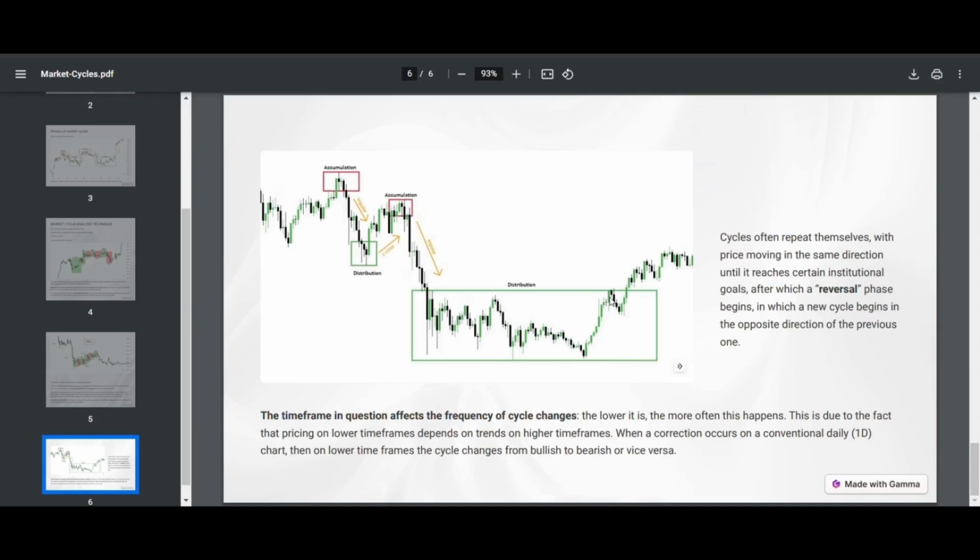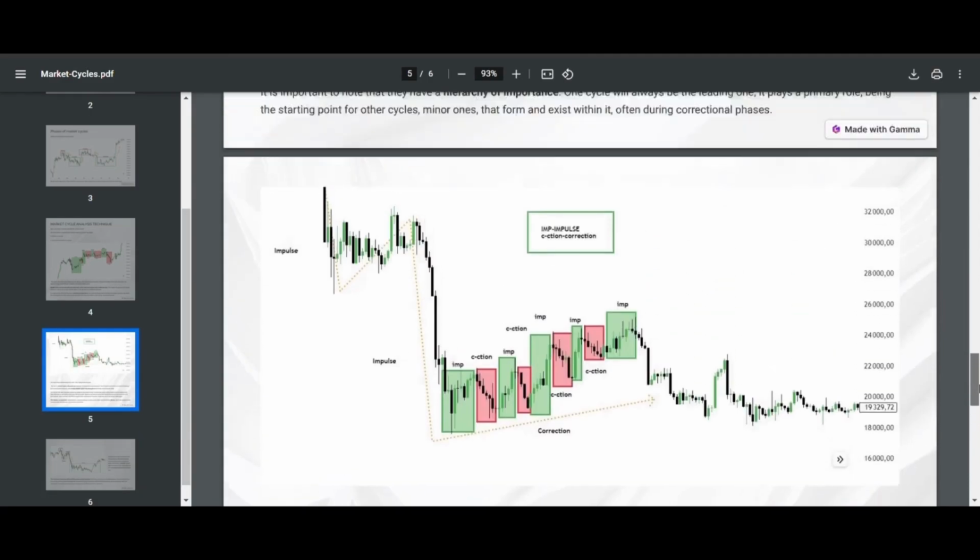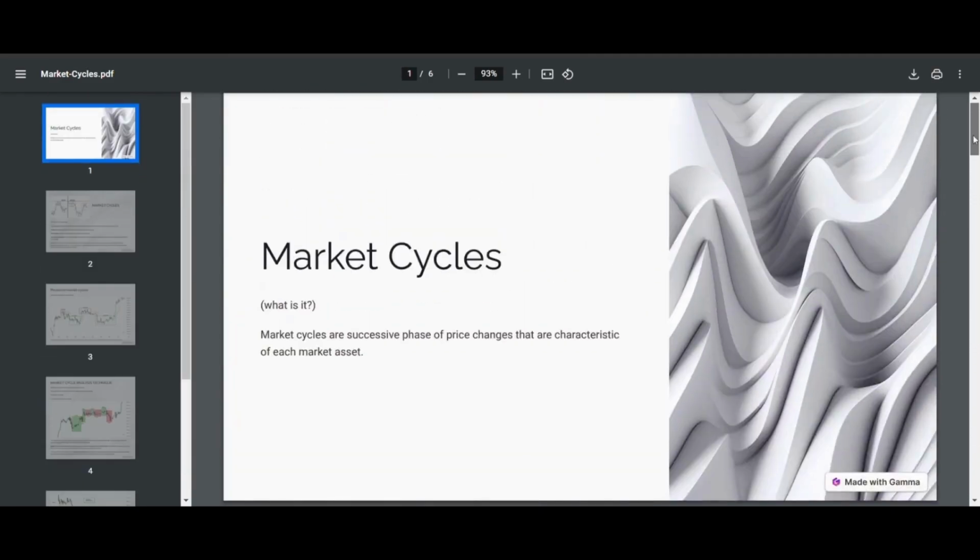Most importantly, the time interval being considered affects the frequency of cycle changes. The lower it is, the more often this occurs. Something like that. And so we have come to the end of a short lesson on market cycles.